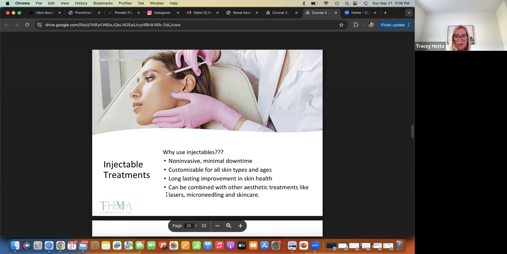So why use injectables in your practice? And what are they? So they're non-invasive for the most part. They do have minimal downtime. Injectable treatments are customizable for all skin types and ages. They have long-lasting improvement in skin health, and they can easily be combined with other aesthetic treatments like lasers, microneedling, and skincare.